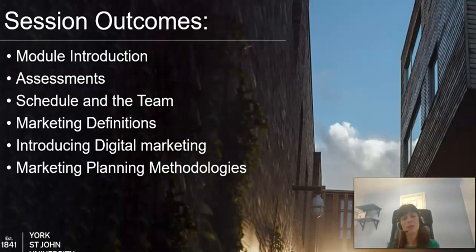So we're going to look at SOSTAC in more detail in the live seminars, which I would actively encourage you to attend, because we're going to look at where we're going to find the data for SOSTAC. So that's going to be really helpful for the first assignment.